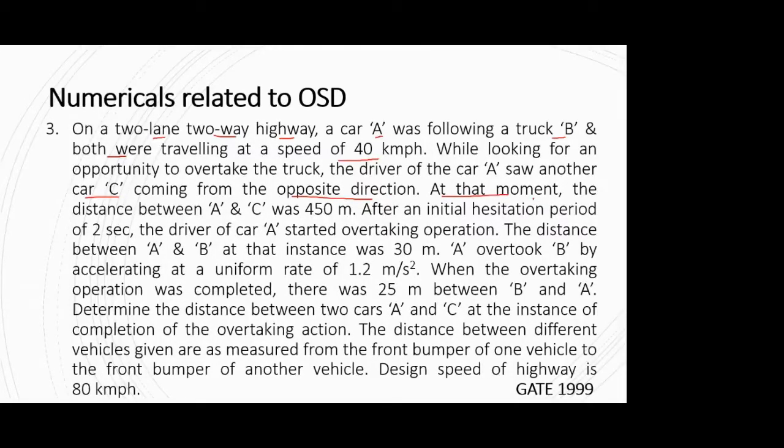In this question, you will find a lot of times they have mentioned 'at that moment' or 'at that instant'. So they are referring to a time frame. At that particular time frame, they have measured the distance or put some entity into the numerical. So at that moment, the distance between A and C was 450 meters. Now this is something different: the distance between the overtaking vehicle and the oncoming vehicle, at the instant when the overtaking vehicle was following the overtaken vehicle. So that is given as 450 meters.